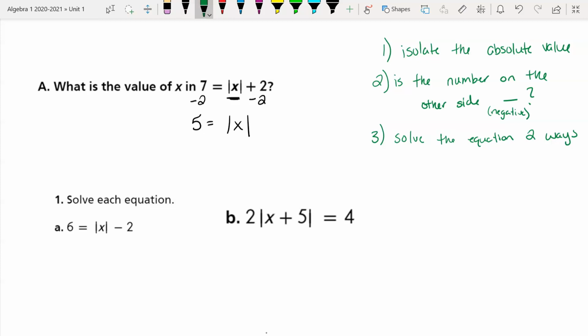So now what you do is you say, is the number on the other side of the equal sign negative? Well, is 5 negative? No, it's positive, so then I continue. That means I can keep solving.